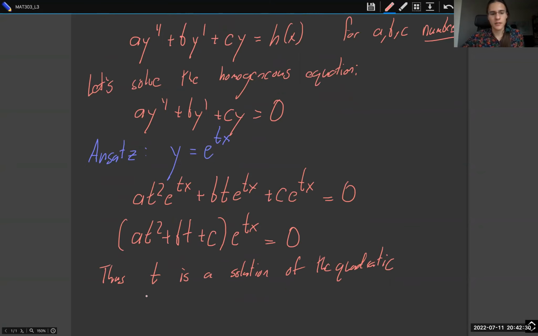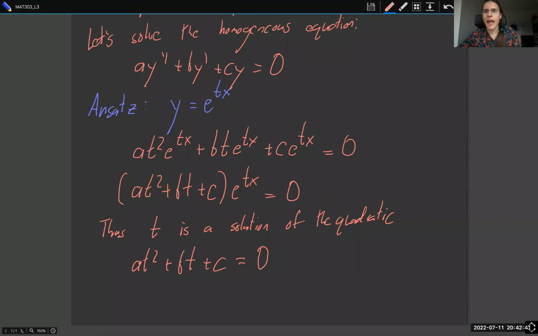At squared plus bt plus c is equal to 0. And actually, okay, that reaches the end of my notes.